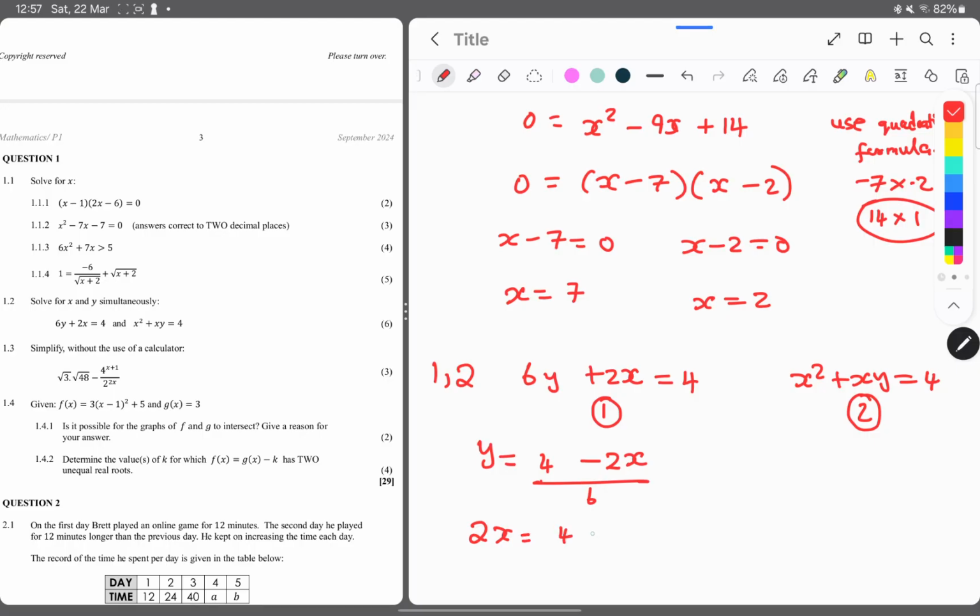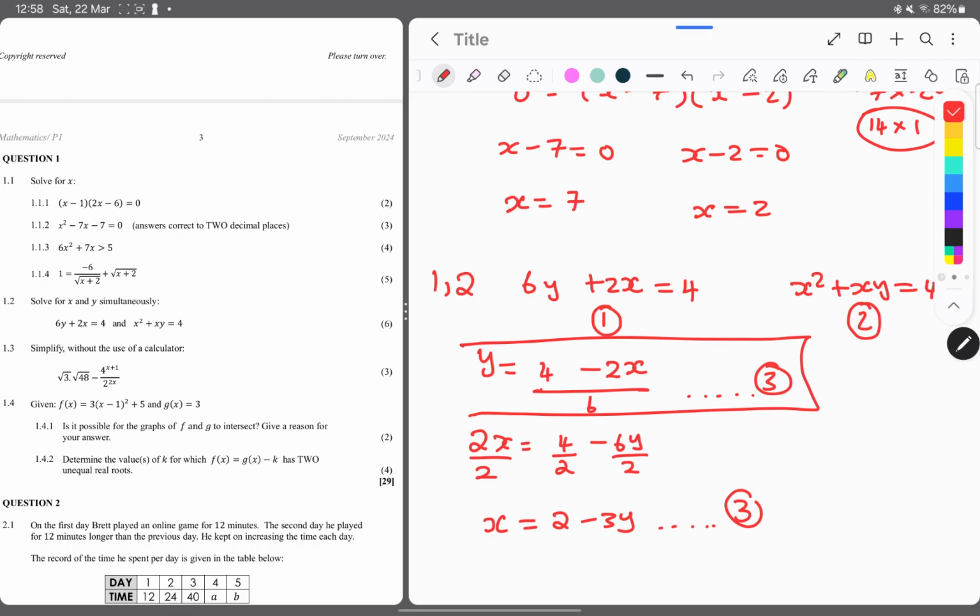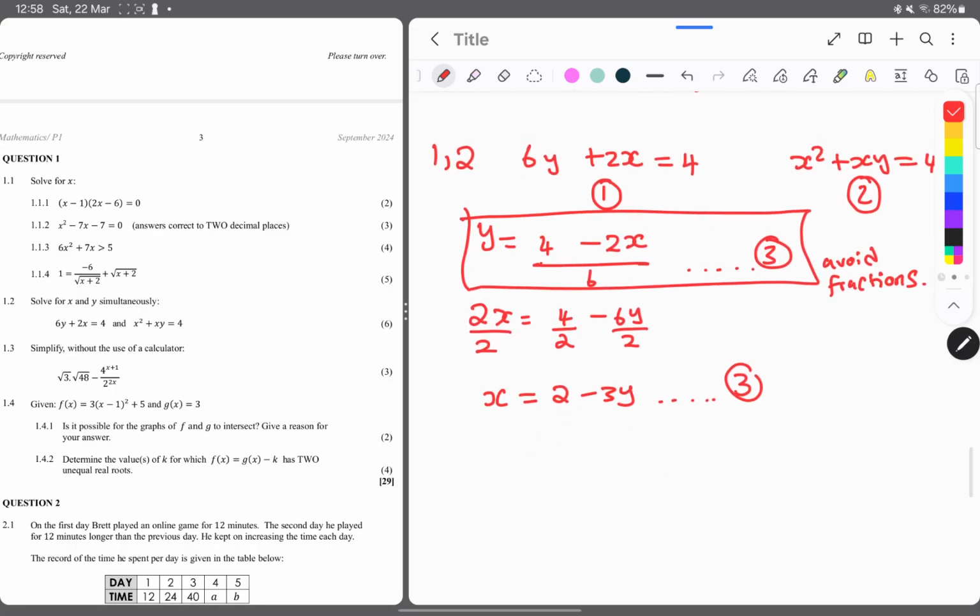equals 4 minus 6y, divided by 2. Divided by 2, I get x equals 2 minus 3y. And this is going to be our equation 3. Now the other one is also equation 3, but I am opting not to use it. Avoid fractions. Now the next step is to substitute equation 3 into equation 2.